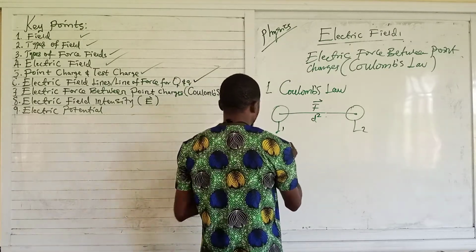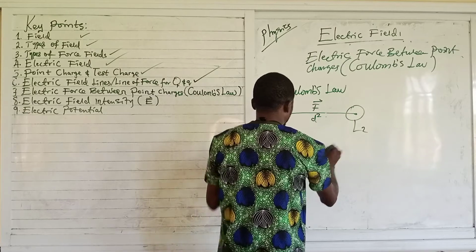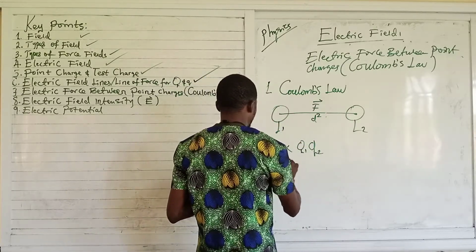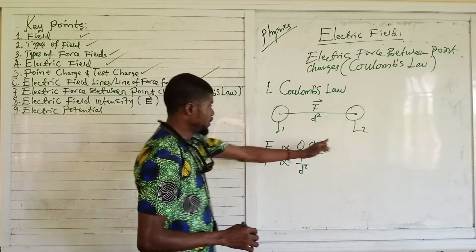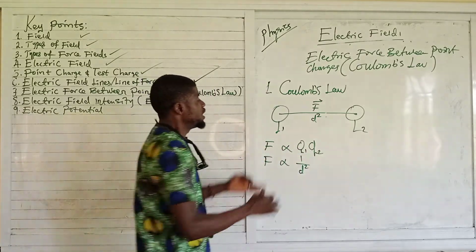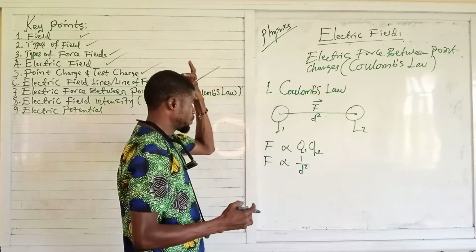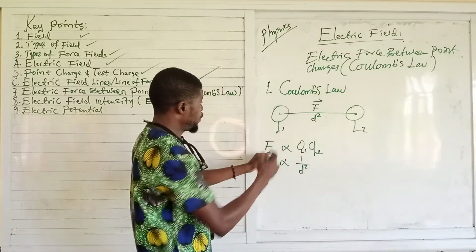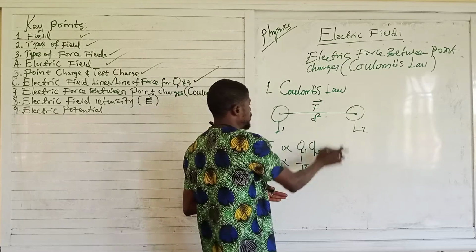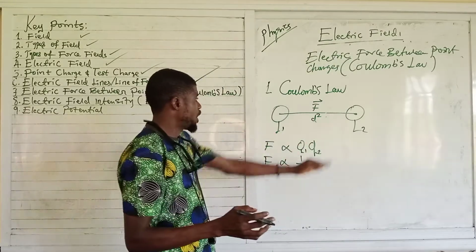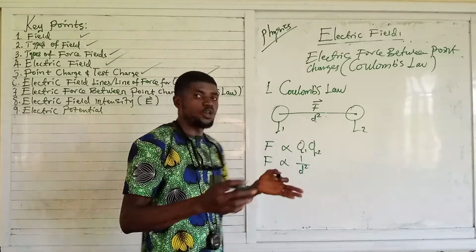So what we are saying is that the force of attraction or repulsion is directly proportional to the product of these charges Q1 and Q2. And this same force is inversely proportional to the square of the distance between these charges. So this is a direct proportion and this is an inverse proportion. It means that if the distance between the two charges decreases, the force of attraction or repulsion will increase. Here it means that if the quantity of the charges increases, the force of attraction or repulsion between the two charges will also increase.